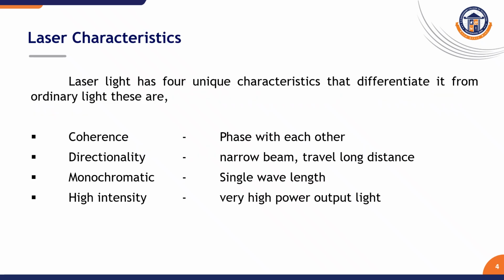The laser characteristics. Laser light has four unique characteristics that differentiate it from an ordinary light source. Coherence: the waves are in phase with each other. Directionality: a narrow beam travels a very long distance without energy loss. Monochromatic source: it contains a single wavelength or single color. High intensity: very high power output light.